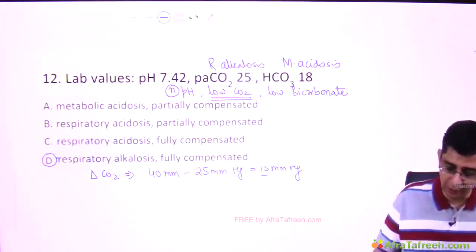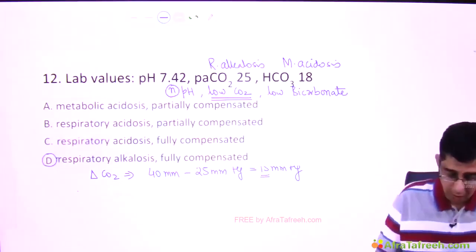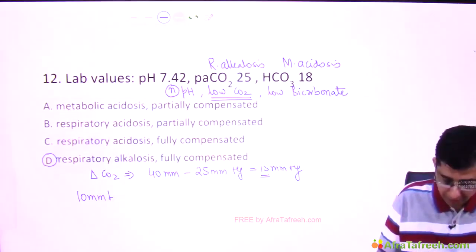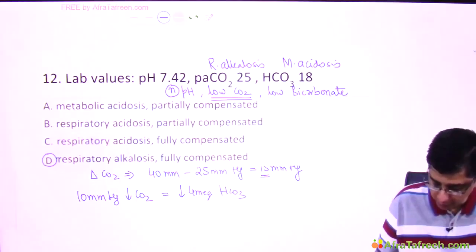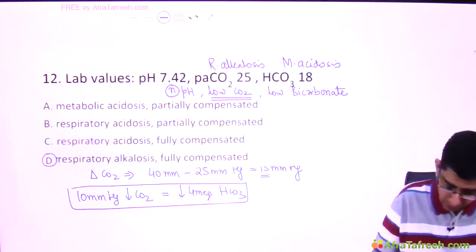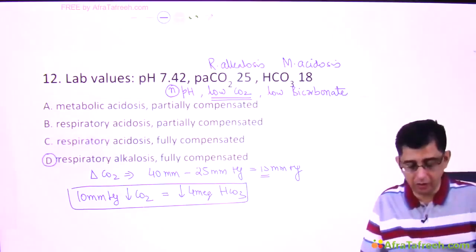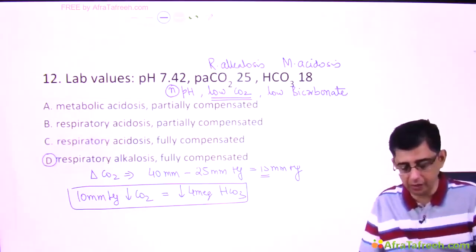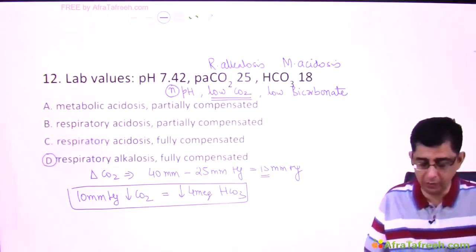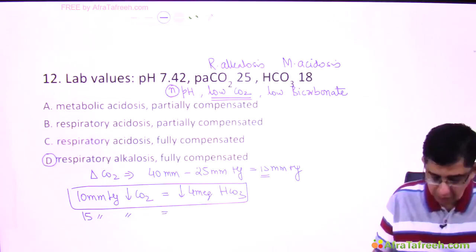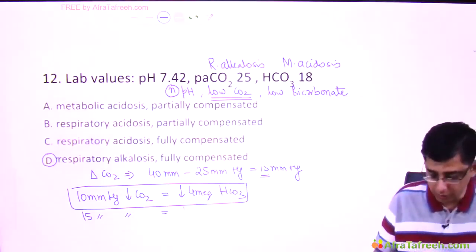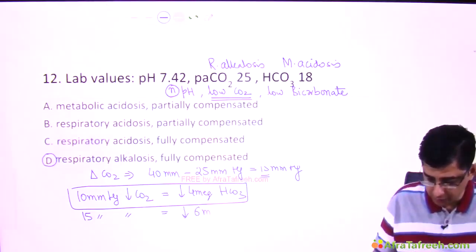So if this is 15, mathematically speaking, the rule is like this: a 10 millimeter fall in the value of carbon dioxide should cause a 4 milliequivalent fall in the value of bicarbonate. This is the rule. If it is 15 instead of 10, that will make it 1.5 times higher. So if I multiply 4 by 1.5, this will become 6 milliequivalents. Mathematics coming up here. Sore point for most doctors. A 15 millimeter fall in carbon dioxide should cause bicarbonate to fall by something like 6 milliequivalents.